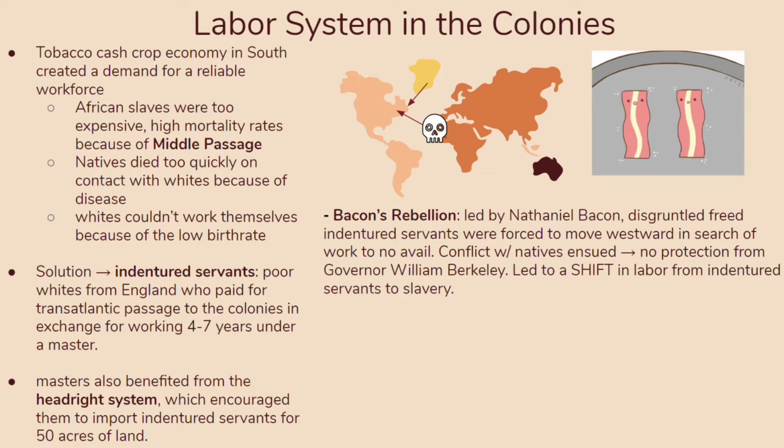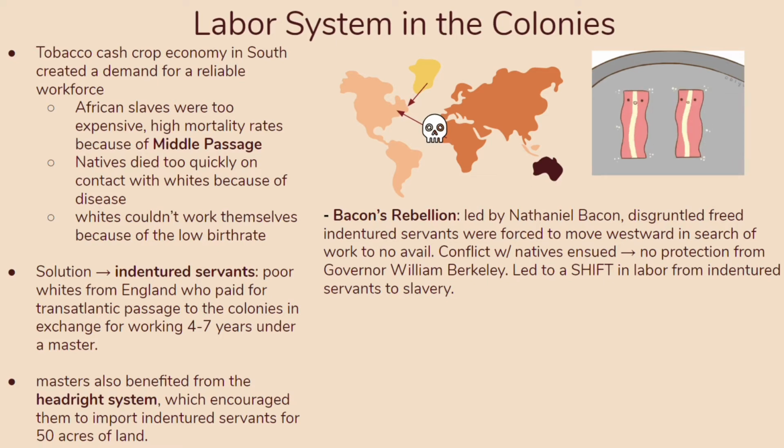But aside from that, going back to the rebellion, they were further upset because during this conflict, they weren't really getting protection from Governor William Berkeley because he was profiting off a monopoly that he had over the Indian fur trade. So the deal was with the Indians that he would get a portion of the money over the Indian fur trade and they would be protected. He didn't really do much to help the indentured servants.